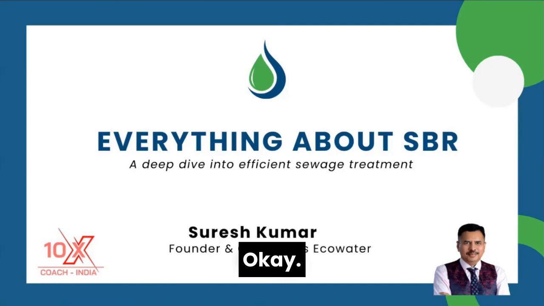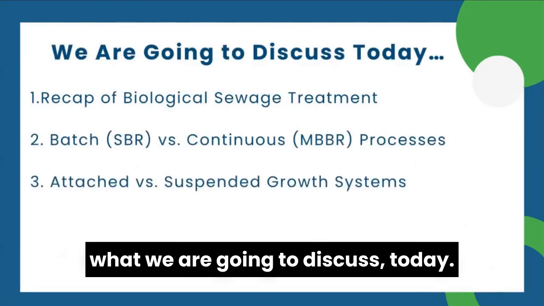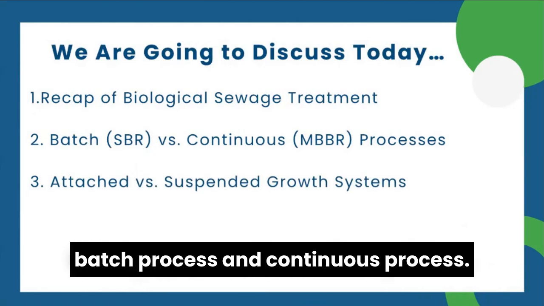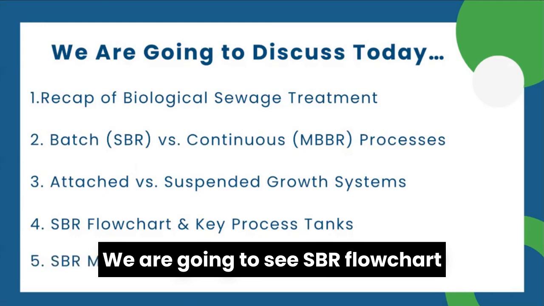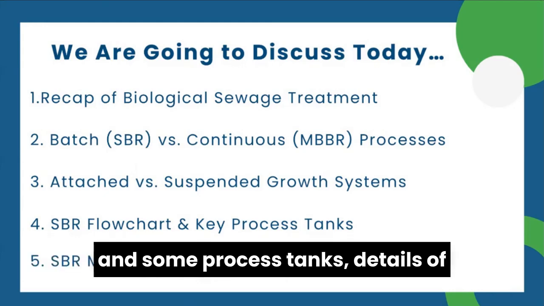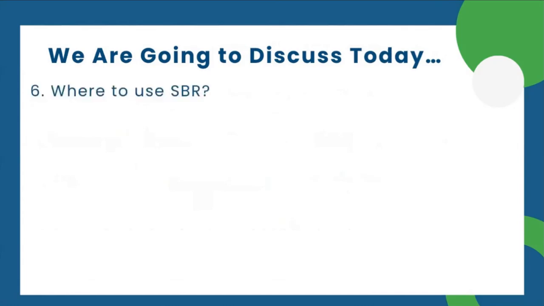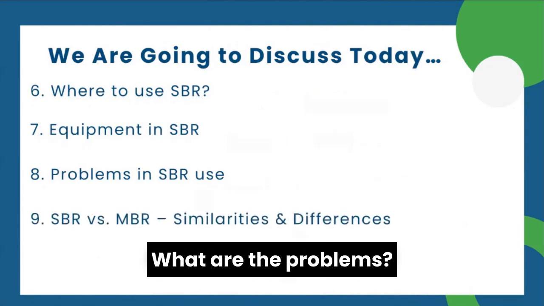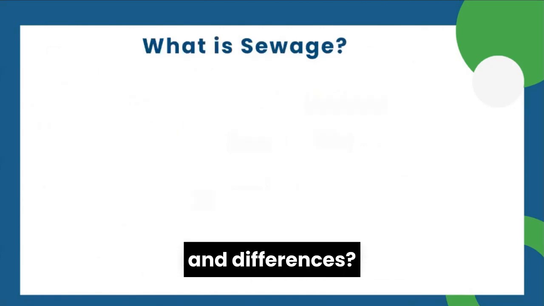Now moving forward, I just explained what we are going to discuss today. We are going to discuss a little bit about what is batch reactor, or batch process and continuous process, what is attached growth, what is suspended growth. We are going to see the SBR flow chart and some process tanks, details of process tanks, and advantages of SBRs. Also, where we can use SBR, what are the equipments that are regularly used in any SBR treatment plant, what are the problems, and finally, SBR versus MBR, what are the similarities and differences.